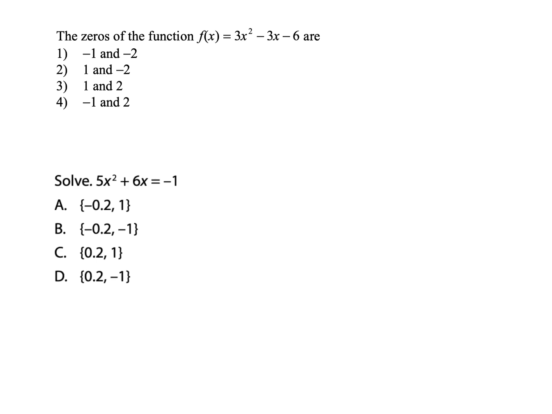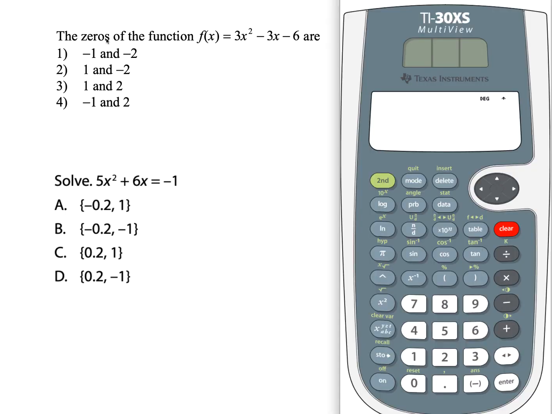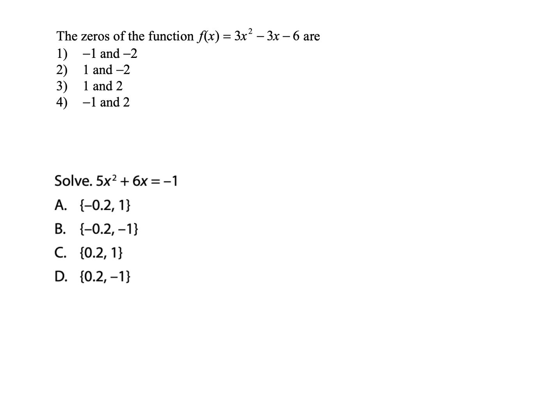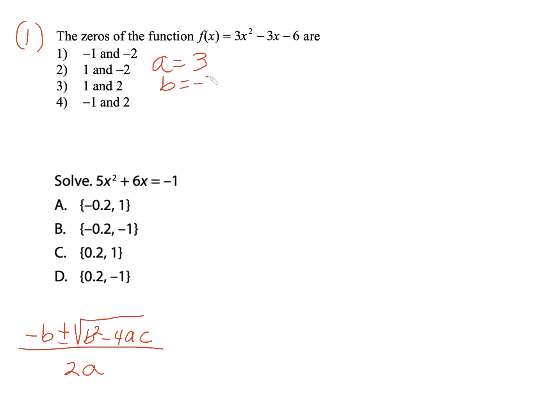Okay, we have 2 functions to solve, and we're going to use our calculator. We want the zeros for f(x) equals 3x squared minus 3x minus 6. I'm going to write the formula down here. So the quadratic formula is minus b plus or minus the square root of b squared minus 4ac, all of that over 2a. So let's start with this one. My a is 3, my b is -3, and my c is -6.